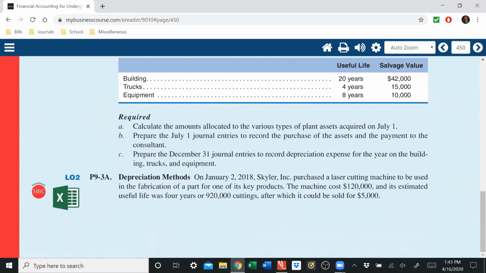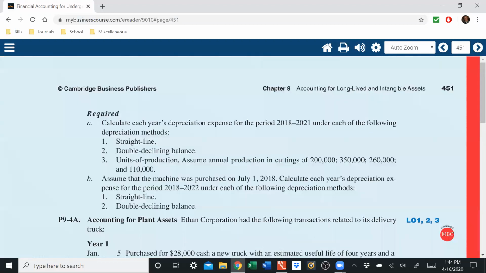On January 2nd, 2018, Schuyler purchased a laser cutting machine to be used in the fabrication of a part for one of its key products. The machine cost $120,000 and its estimated useful life was 4 years or 920,000 cuttings, after which it could be sold for $5,000. And then what we need to do is calculate each year's depreciation expense under each of the following depreciation methods, and so forth.